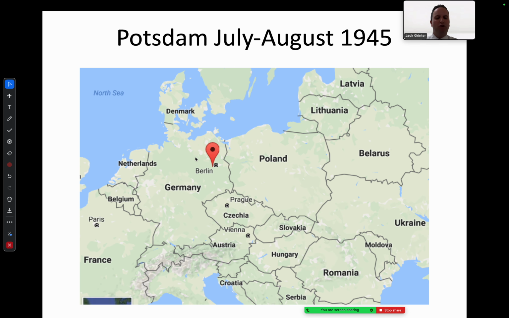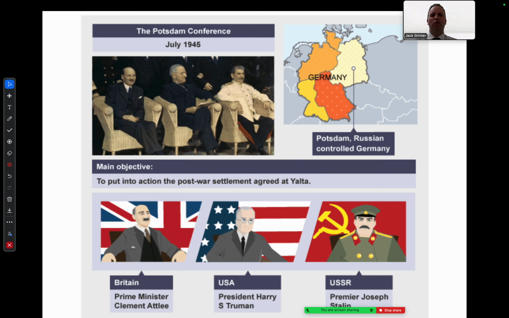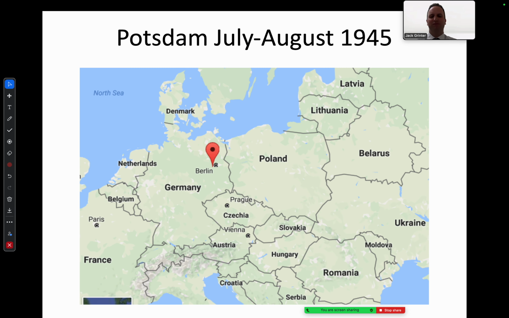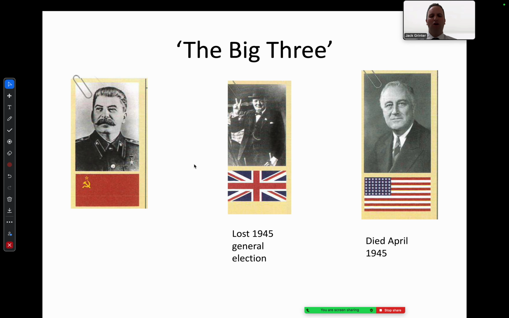Then we go to our final conference, Potsdam, July to August 1945. By this point, war in Europe was over. Okay, so Japan are still fighting in the Far East, but Germany surrendered in May of 1945. There are though some big changes to this one. So the big 3 are no more. The only one that stays in is Joseph Stalin.